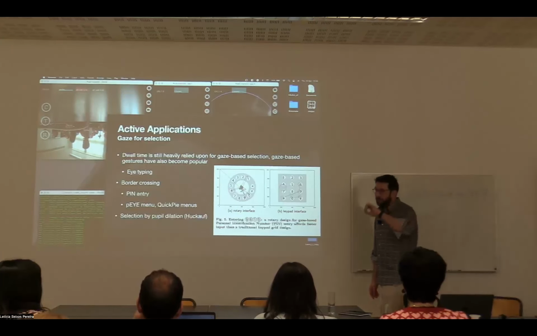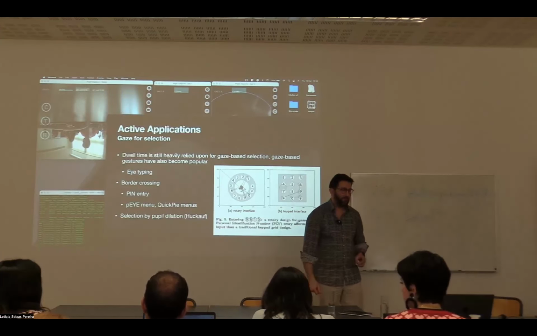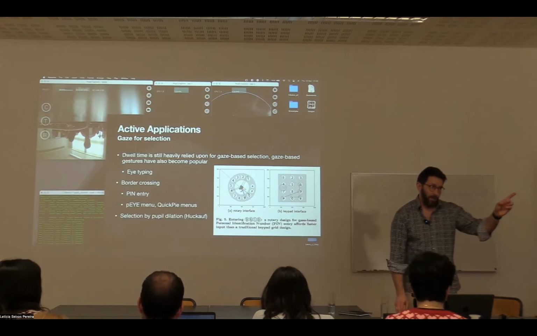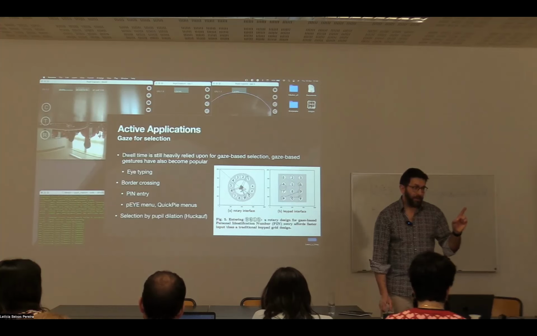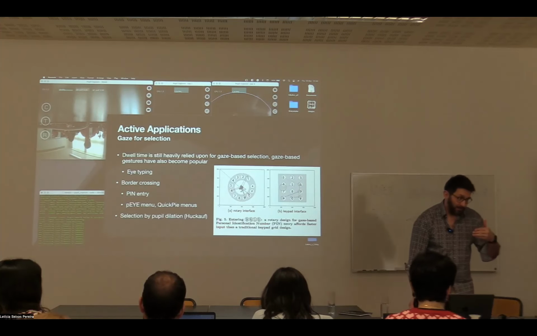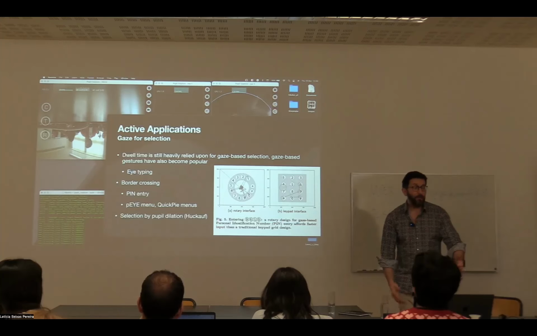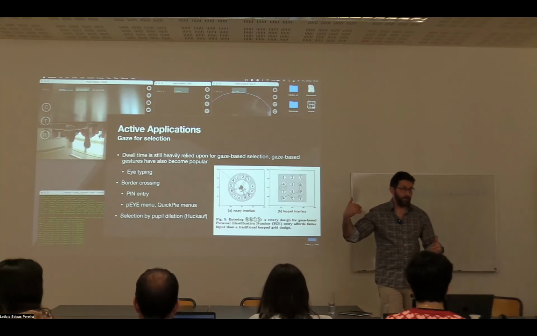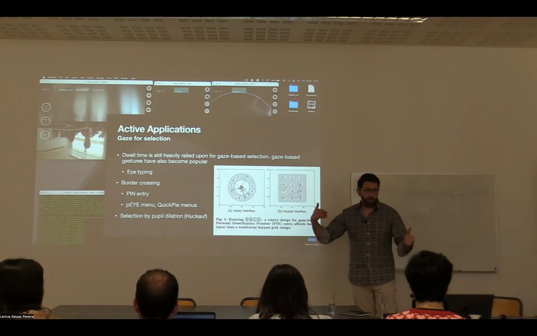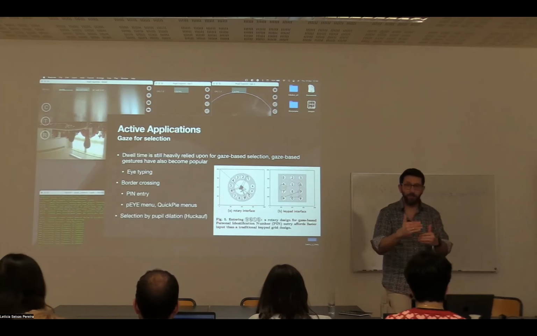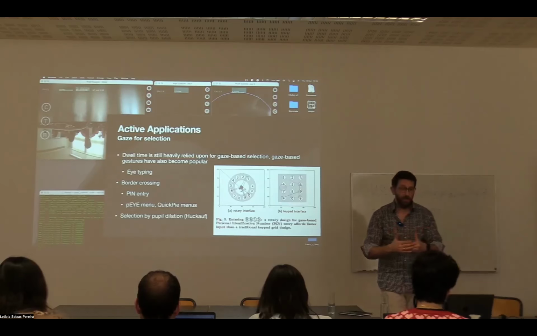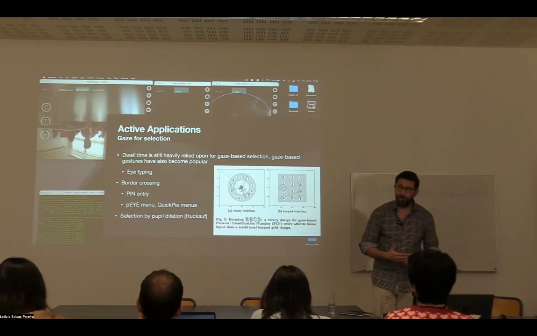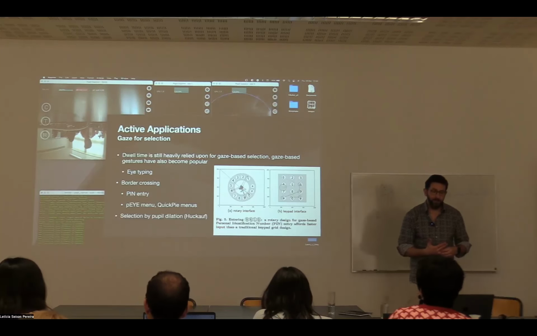The other application is the active application, where you use the gaze and you capture the gaze in real time. When we capture the gaze, we can store it on the computer for post hoc analysis, like we did on the previous slides. Now I'm talking about the situation when we capture the gaze and use it at the same time for interaction with the computer, and it's called the active applications.